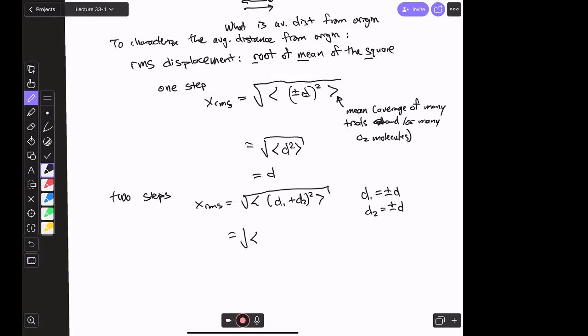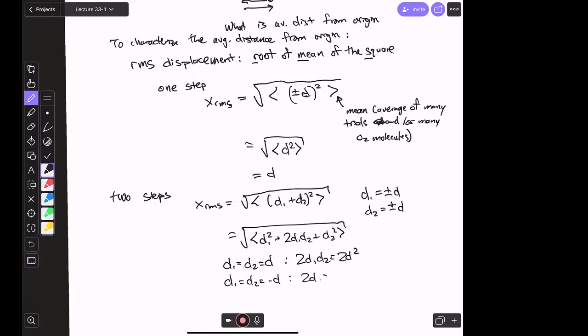Okay, so let's multiply that out. So this is the square root of the average of, foiling it out, we get D1 squared plus 2 D1 D2 plus D2 squared. Now that 2 D1 D2, there are four possibilities for it. We might have D1 equals D2 equals plus D. In that case, 2 D1 D2 is just 2D squared. Or we could have D1 equals D2 equals minus D, and then 2 D1 D2 again is 2D squared.